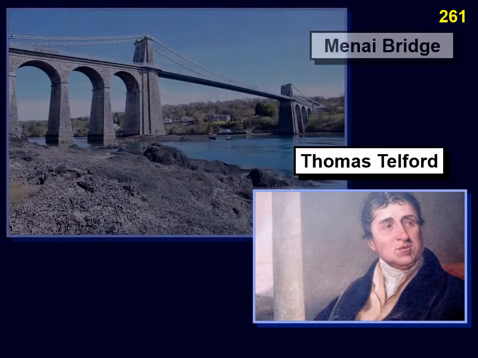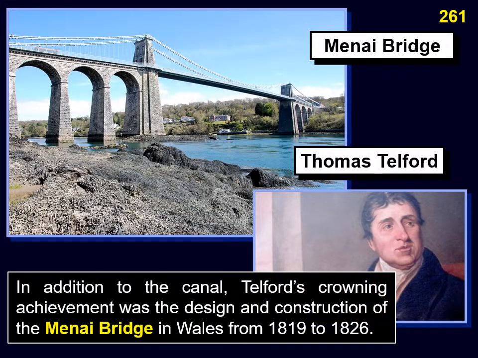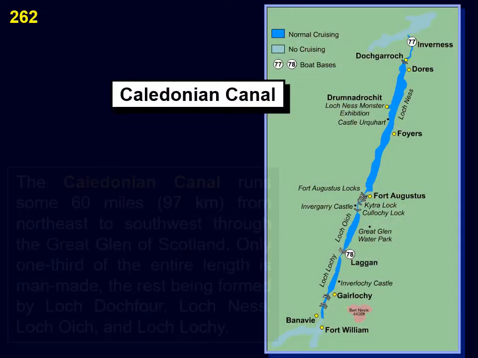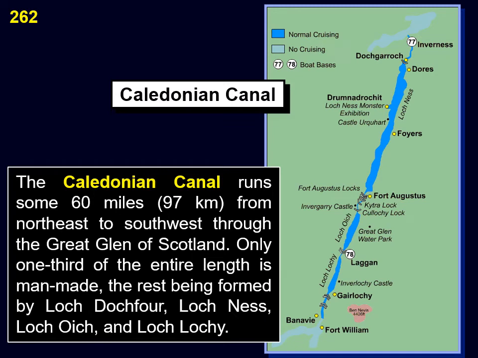In addition to the canal, Telford's crowning achievement was the design and construction of the Menai Bridge in Wales from 1819 to 1826. The Caledonian Canal runs some 60 miles, 97 kilometers, from northeast to southwest through the Great Glen of Scotland. Only one third of the entire length is man-made, the rest being formed by Loch Dochfour, Loch Ness, Loch Oich, and Loch Lochy.